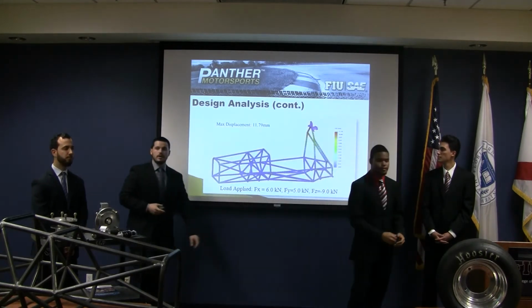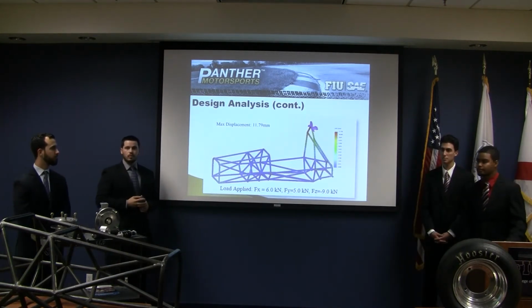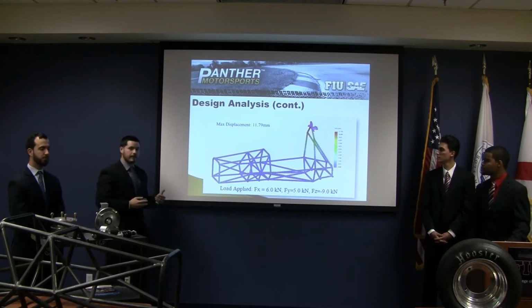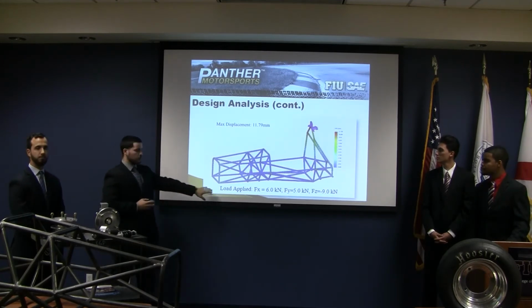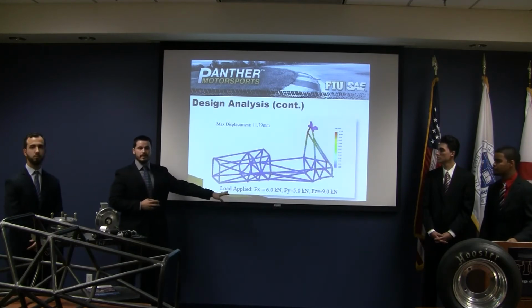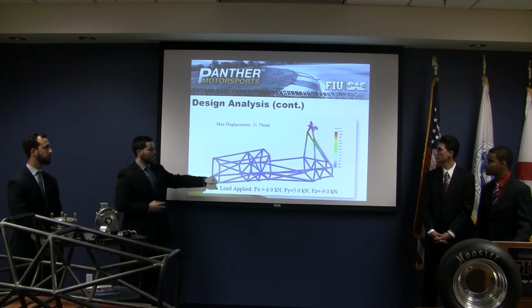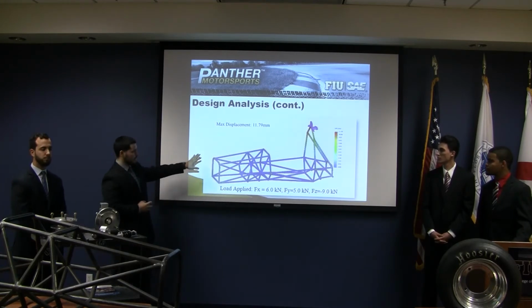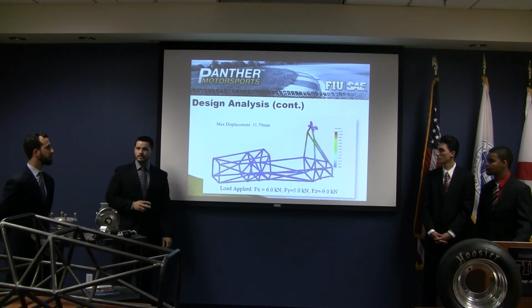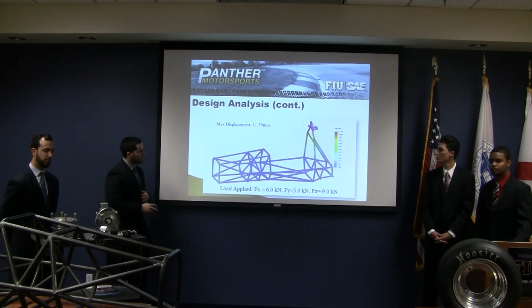Thank you, Ricardo. So now we're going to go through, next couple slides, some of the simulations we conducted in order to replicate some impact and rollover scenarios. Here you can see we applied these forces. These forces, let me mention, are the suggested loads by the FSAE rulebook. So we've applied these loads to the top of the main roll hoop, and we resulted in a maximum displacement of about 11.8 millimeters, which is well under the maximum allowable 25 millimeter range.